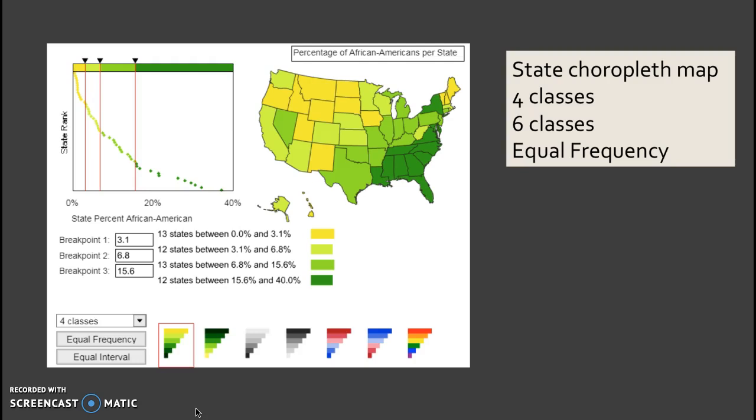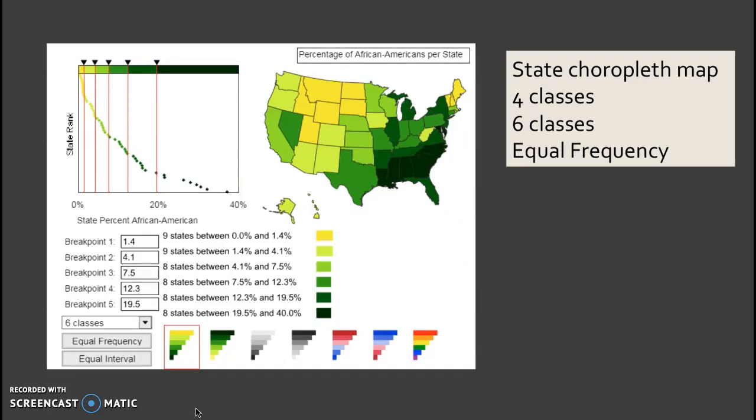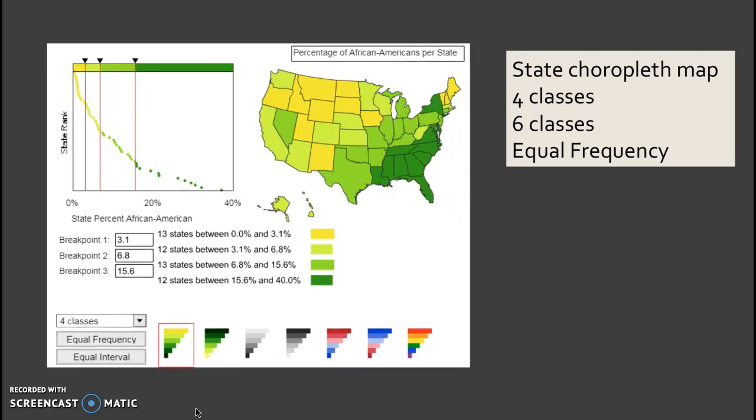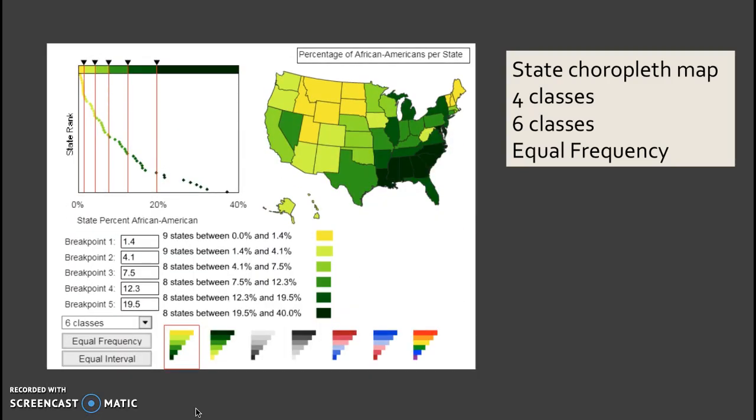Note that the states are grouped into 4 classes. The breakpoints between each class are set to equal frequency. That is, there are approximately the same number of states in each class or category. That's equal frequency. So now we're looking at 6 classes, instead of 4. And again, the breakpoints are still set to equal frequency. We have approximately the same number of states in each class or category.